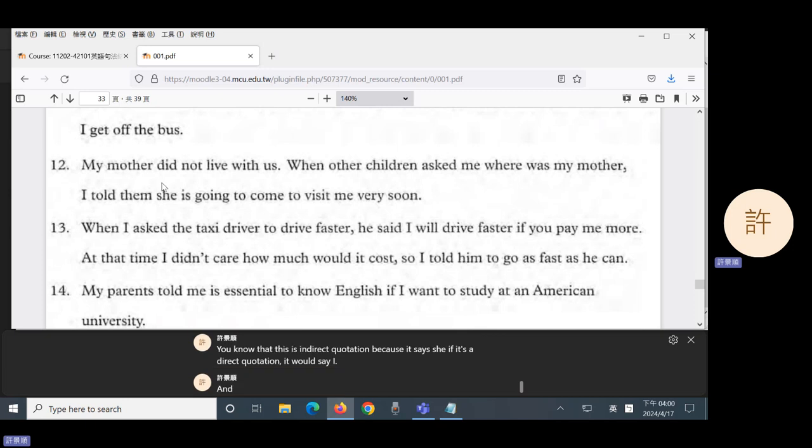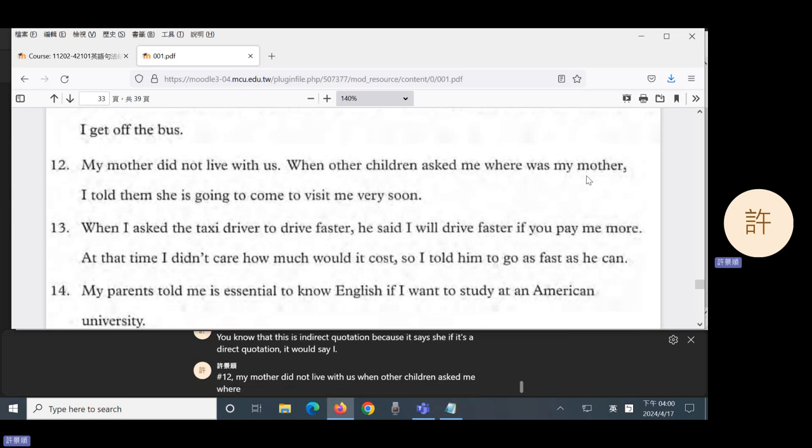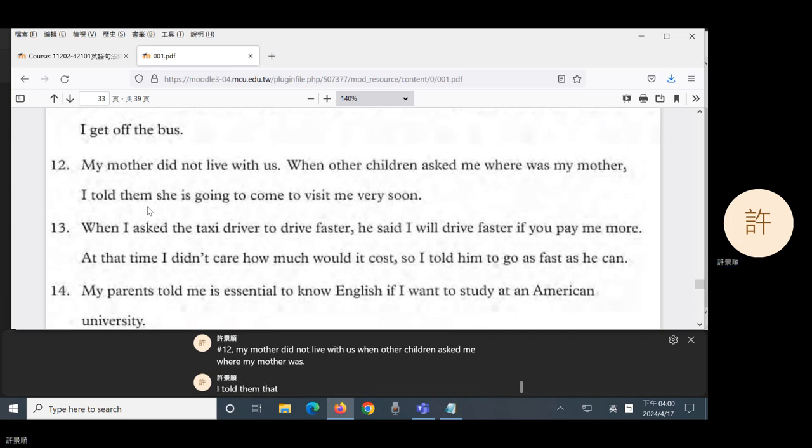Number 12, my mother did not live with us. When other children asked me where my mother was, I told them that she was going to come to visit me very soon. If you want, you can omit the second two. This two is optional.